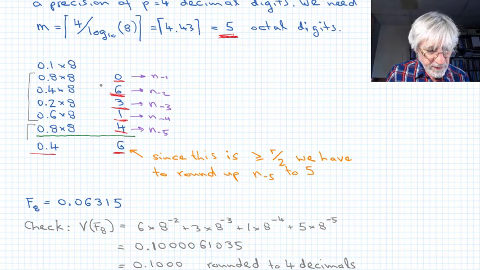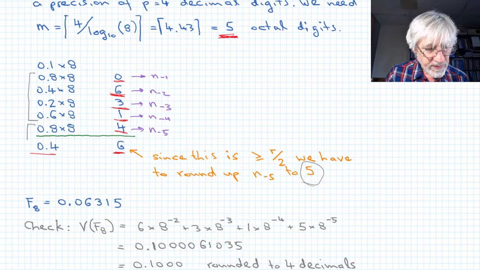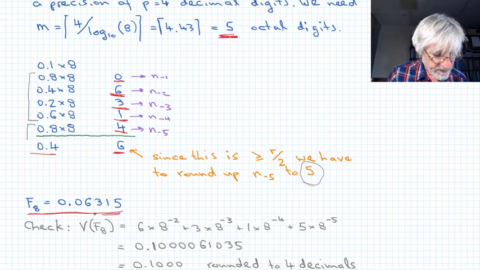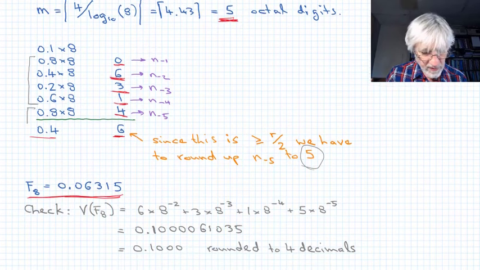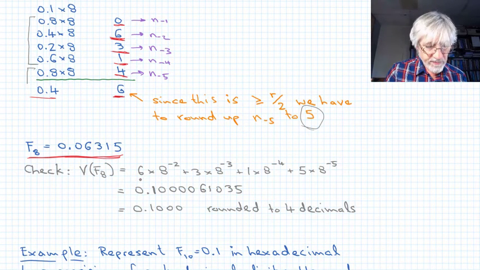So instead of 0.06314, we're going to take 0.06315, the rounding up here, as our octal representation of 0.1. Okay, so that's what we have over here, 0.06315.